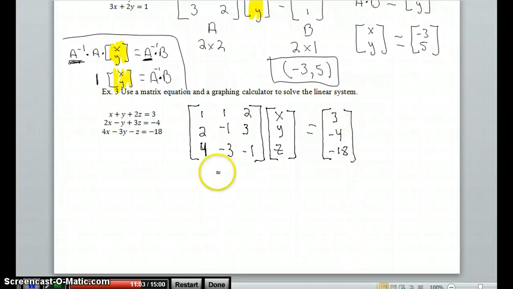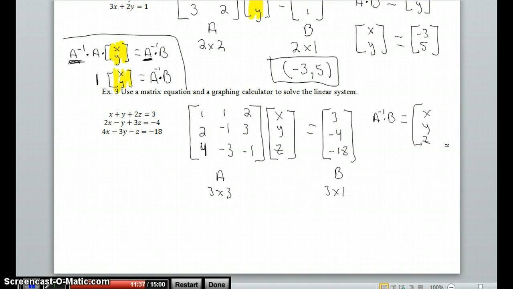Now, I'm going to put this in matrix A. Now remember, this is 3 by 3, 3 rows by 3 columns. I'm going to put this in matrix B, which is a 3 by 1. And then I know that A inverse times matrix B, and this is always going to be the same the way I set these up. I just put them in there as A and B. So A inverse times B will give me, in this case, X, Y, and Z. Whoops. Sorry about that. Let me fix that up for you.